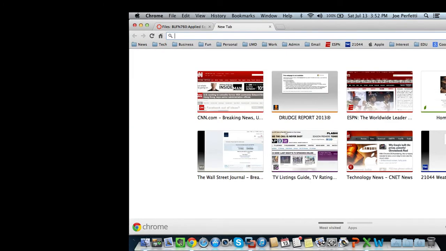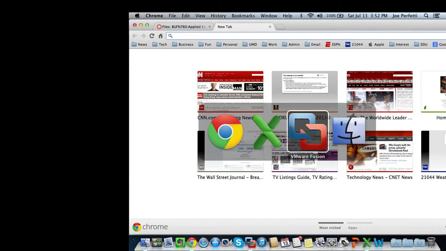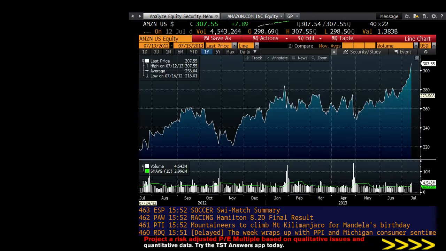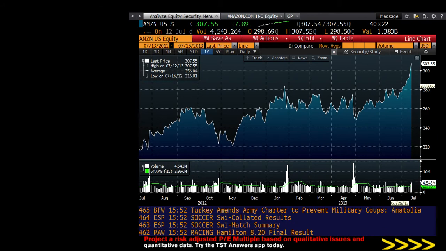Actually, let's look in Bloomberg here. Just graph the price. Amazon today is at 307. Anybody buy them in the last week? They just went up 10% last week since we valued them. There it is. We missed it.